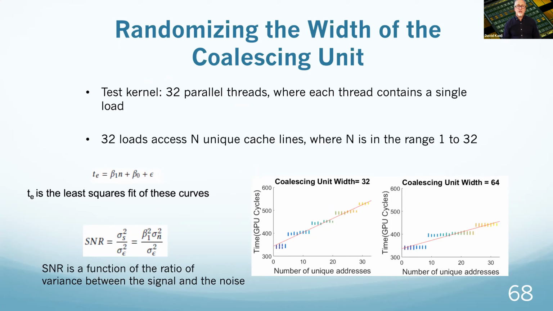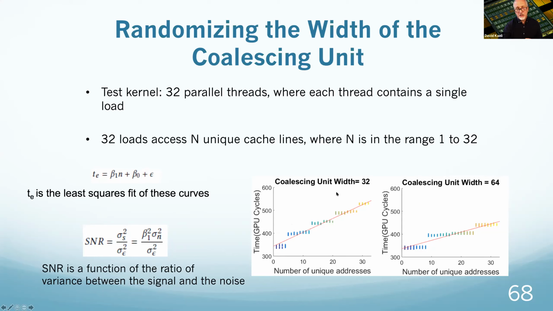Here we have a test kernel with 32 parallel threads. One of the things that's challenging about a GPU is there's a high degree of concurrency, so getting timing information with all this concurrency is a bit of a noisy channel. You have 32 parallel threads where there are 32 loads with n unique cache lines. The coalescing unit, based on where we're accessing within the cache line, is going to coalesce those into a fixed number of accesses.